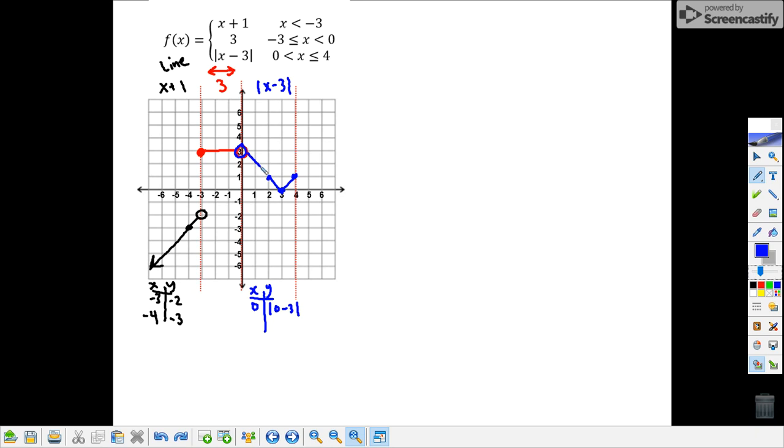Or you could just remember that absolute values always have the same slope on either side, so you could just keep going up by 1, or left 1, up 1, left 1, up 1, until you get there. That would be my piecewise graph.